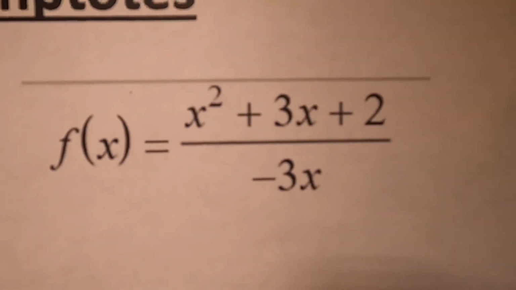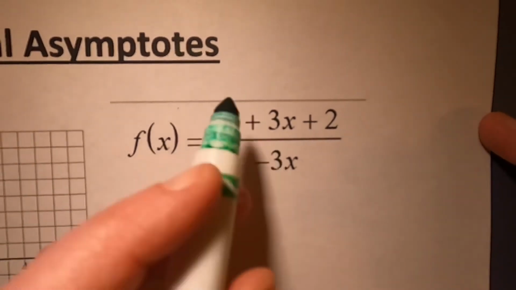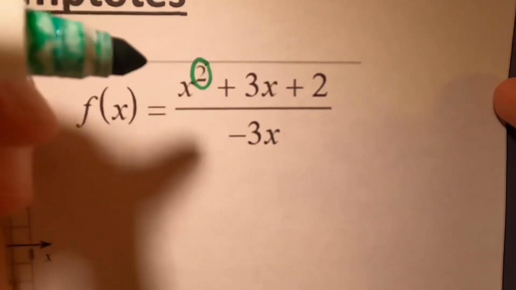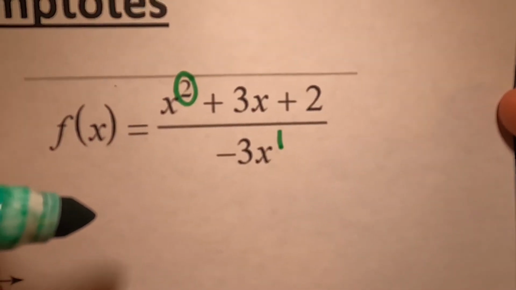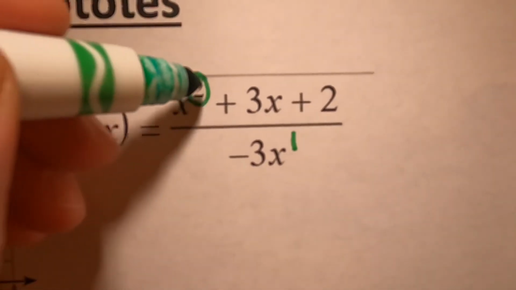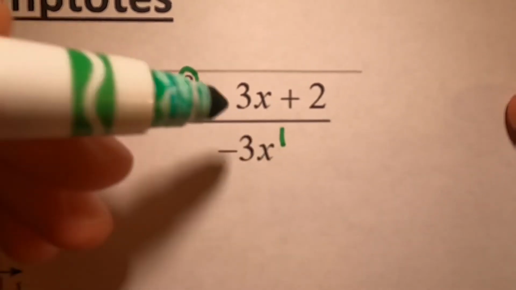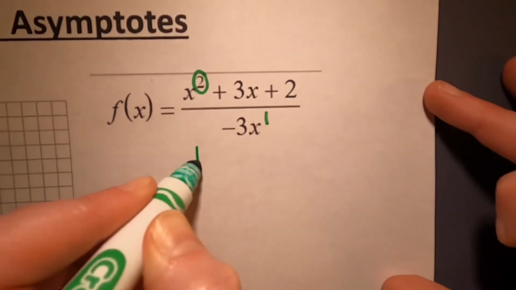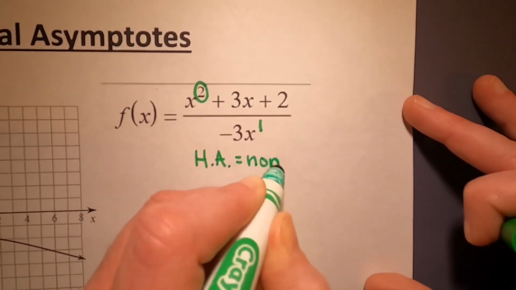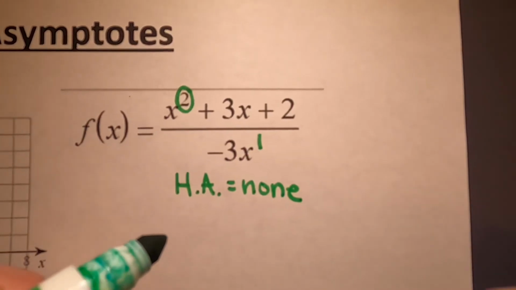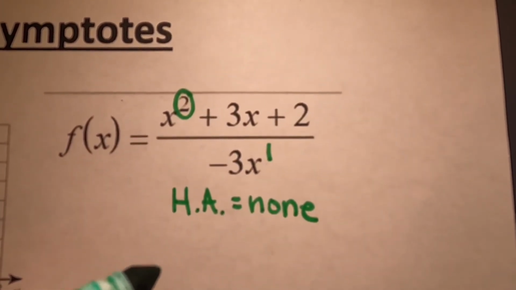For the fourth and final example, let's look at the degree. What's the degree of the numerator? 2. What's the degree of the denominator? 1. So in this case, this is actually our third scenario, where the degree of the numerator is greater than the degree of the denominator. That means that for the horizontal asymptote, we would write the words horizontal asymptote and we would write the word none, because the asymptote that's going to be here is not a horizontal line. It's actually a slanted line, which in this case is going to be a linear equation.